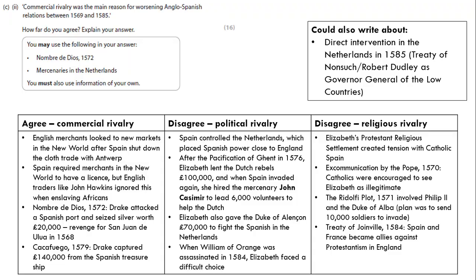You could write about direct intervention in the Netherlands in 1585 as a paragraph, so you could write about the Treaty of Nonsuch and Robert Dudley becoming Governor-General of the Low Countries, which infuriated Philip and Elizabeth. But that's just 1 year of our time frame, and I would advise you to talk about 3 factors which span a much wider time frame.